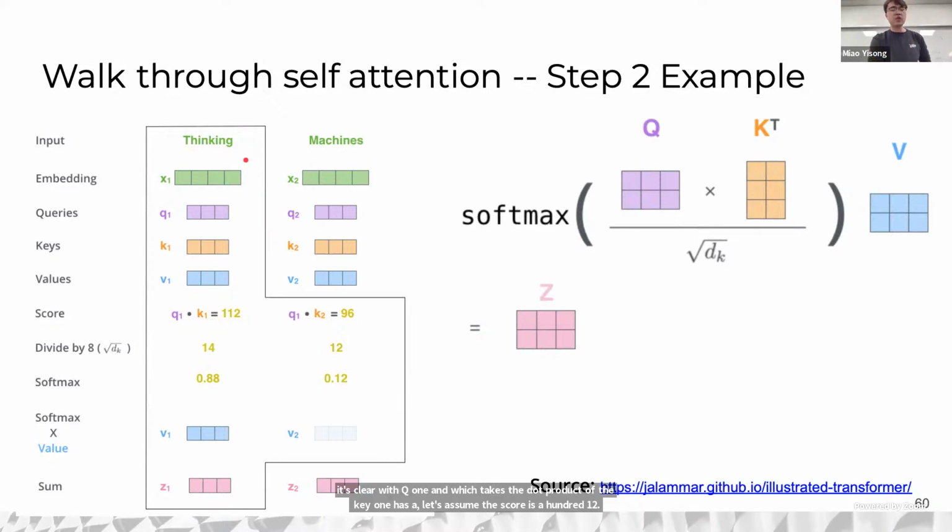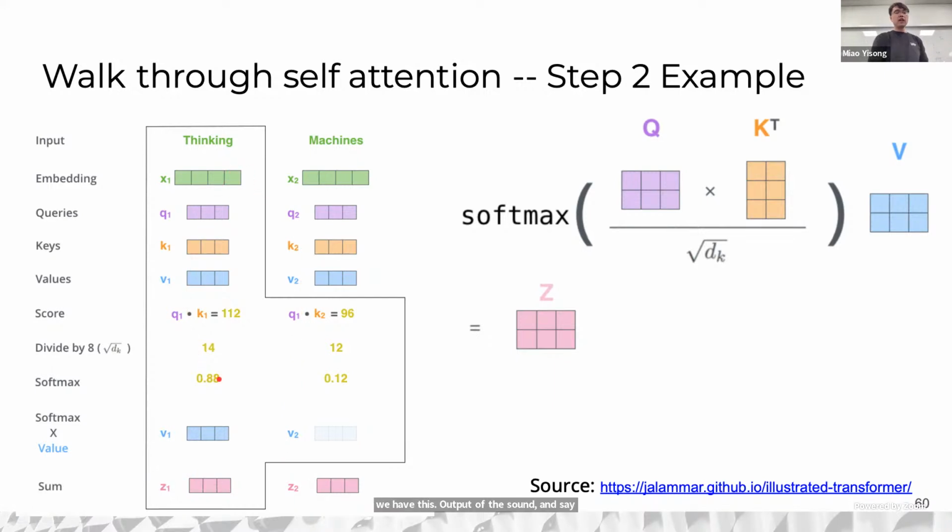But when thinking pays attention to machines, it only has a dot product of 96. So here is the function of the scaled dot product: we divide by 8. 8 is the square root of the key dimension, which tends to be 64, right? Afterwards, we take the softmax between 14 and 12, which gives 0.88 and 0.12. And I think Jay Alammar did a very good job of illustrating that, right? It means we pay much more attention to the darker color, which is thinking itself, than to machines. And we have this output, the sums Z1 and Z2.